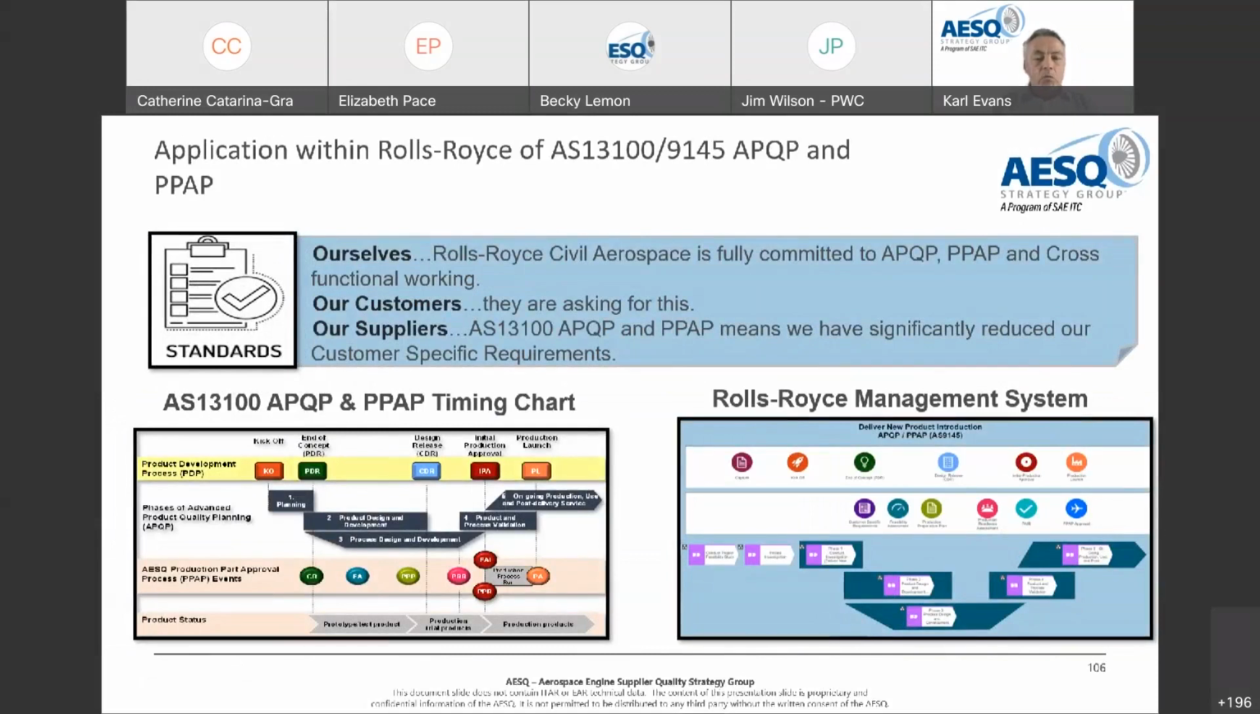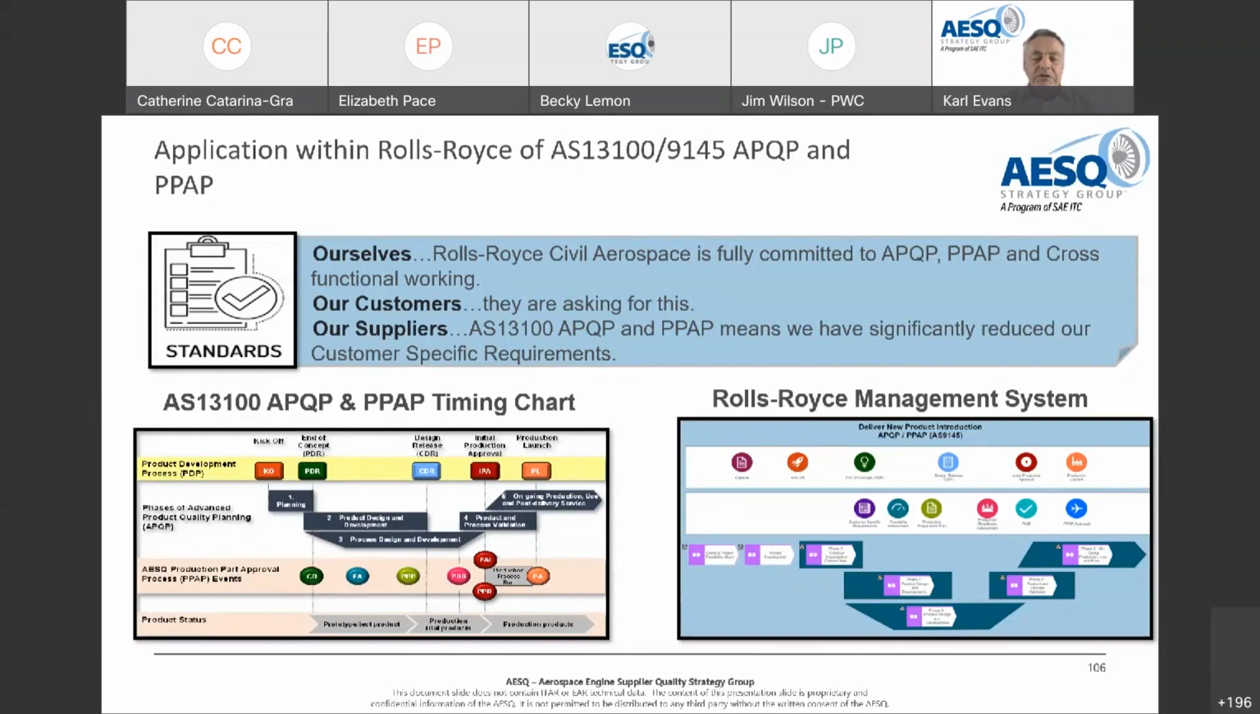Where are we at as a company, Rolls-Royce? Well, ourselves as a business is fully committed. Rolls-Royce Civil Aerospace is fully committed to APQP, PPAP and cross-functional working. Now, the easiest way is to show you some evidence of that.